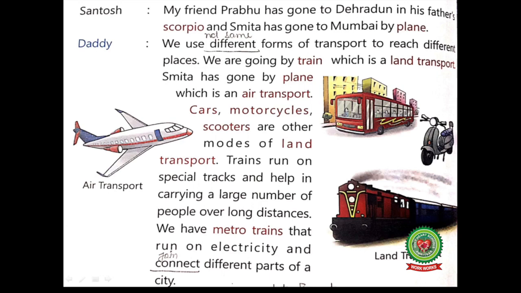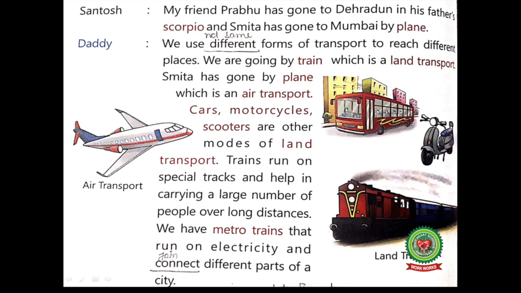Cars, motorcycles, scooters are other modes of land transport. To travel within the city, we may use car, motorcycle, scooter, Activa, rickshaw, auto rickshaw, etc. Trains run on special tracks and help in carrying a large number of people over long distances. We have metro trains that run on electricity and connect different parts of a city. Underline connect, write down the meaning, join.